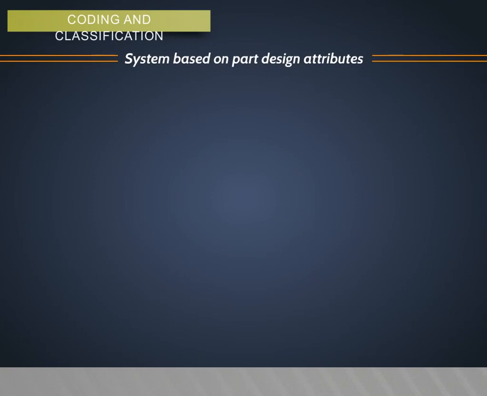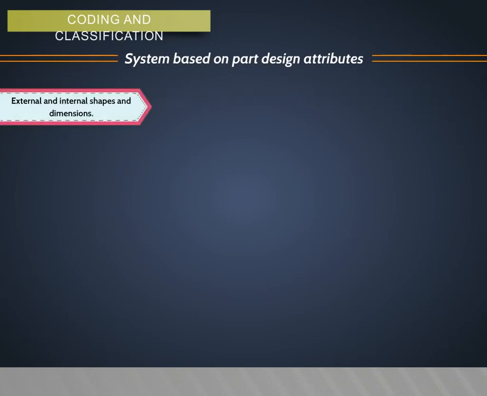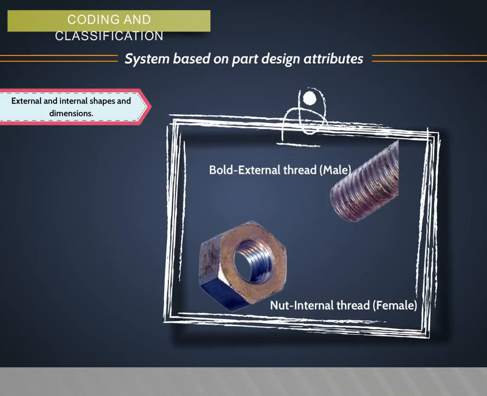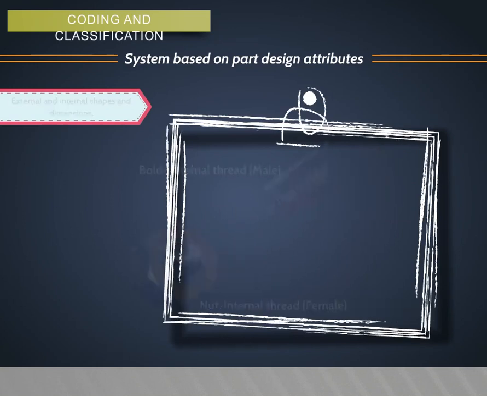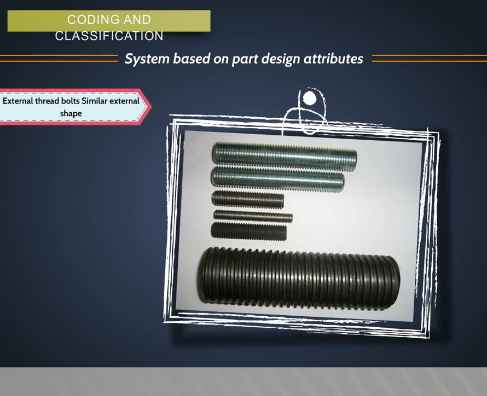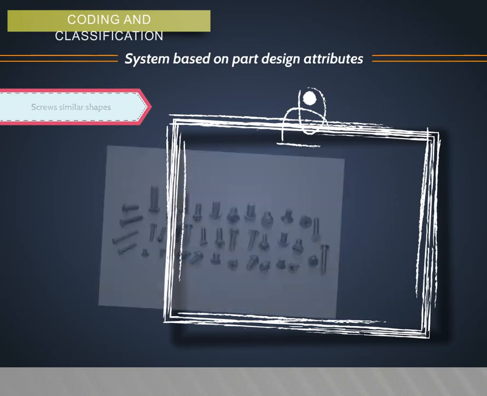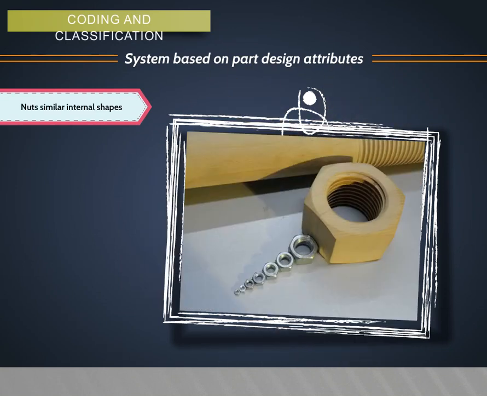System based on part design attributes. It relates to similarities in geometric features and consists of the following: external and internal shapes and dimensions. Example, bolt external thread that is male, nut internal thread that is female. External thread bolts similar external shape. Screws similar shapes. Nut similar internal shapes.